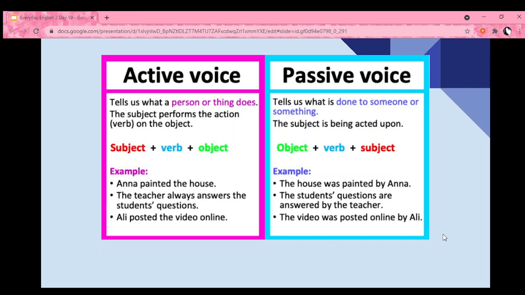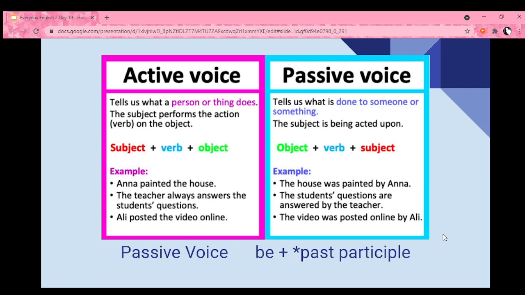However, in passive voice, this tells us what is done to someone or something. Basically, our subject is being acted upon. So we start with our object, the one who receives the action, our verb, and then we use the doer, right? The house was painted by Anna. If you remember, we use the word by to introduce the doer.